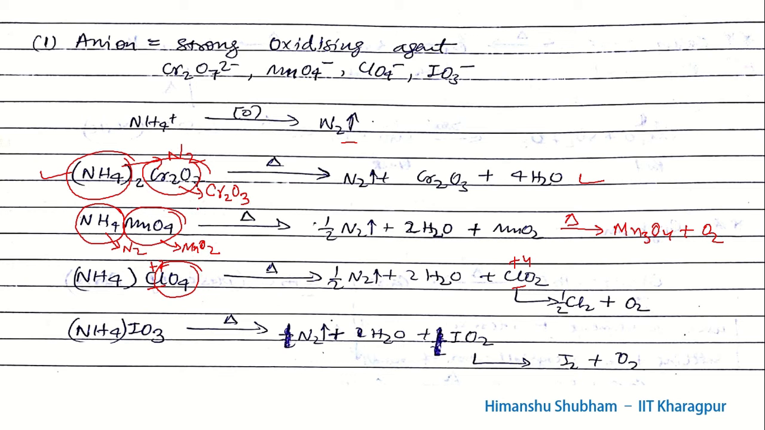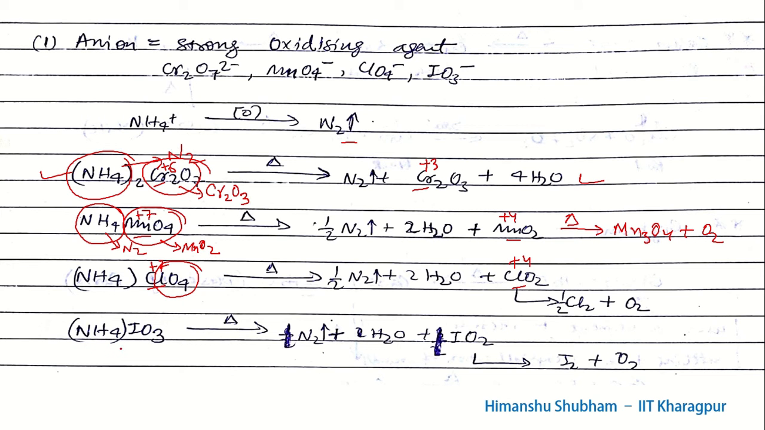We can see similarly in the previous cases also that chromium, in the first case chromium, which was in +6 oxidation state, got reduced to +3 oxidation state. Similarly in the second case, Mn, which was in +7 oxidation state, got reduced to a compound in which Mn is in +4 oxidation state. So we basically see the reduction of the strong oxidizing agent, which is the part of the ammonium salt.